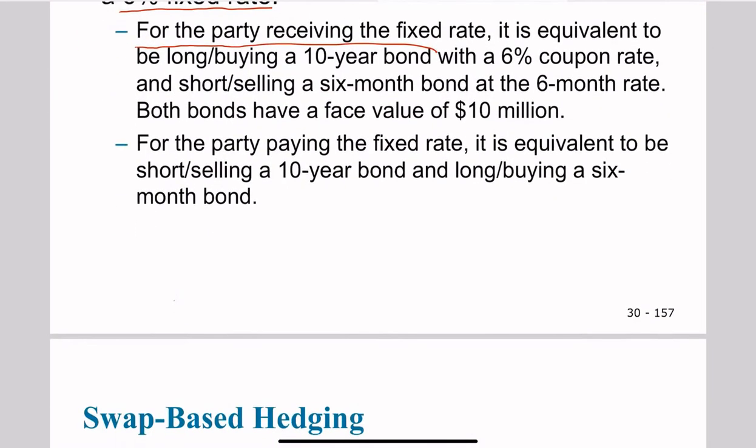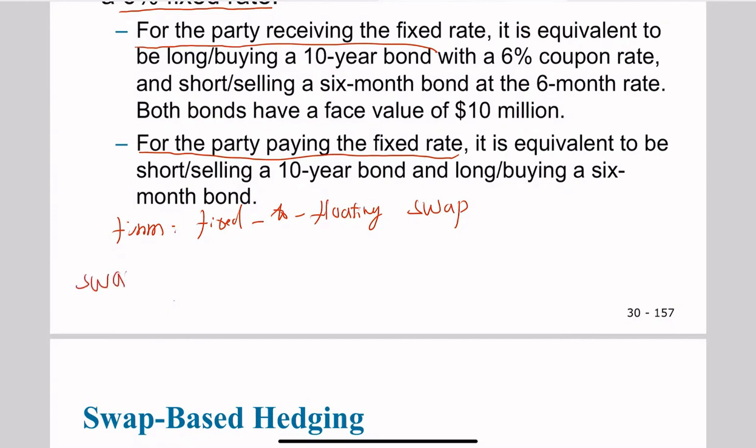Okay, now let's look at the case for the party paying the fixed rate. So let's use this as a practice, right? So let's say now the firm, because the firm is paying the fixed rate, now you can see that in this case it's a fixed to floating swap, right? So the firm is swapping a fixed rate for a floating rate.